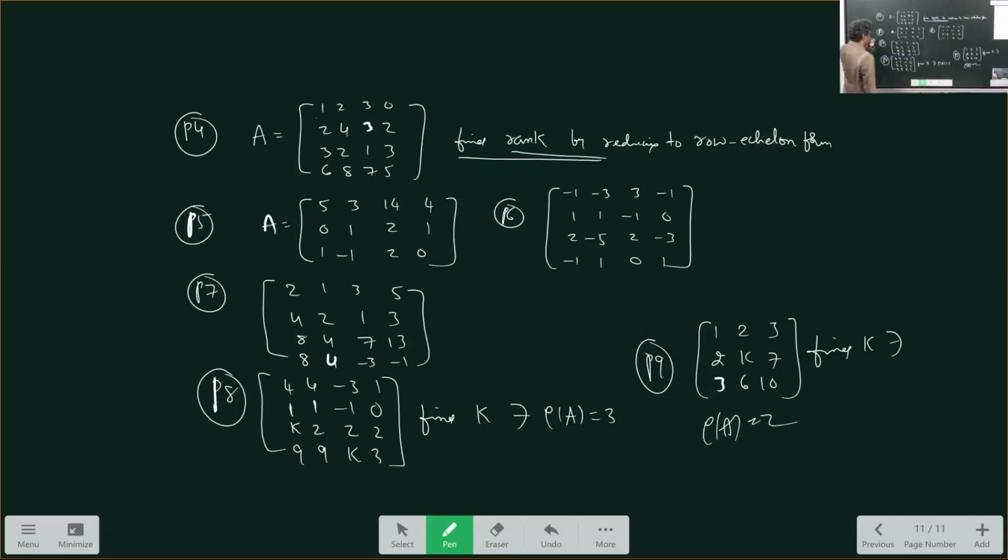Okay? So this is the P9. And don't be afraid that I am going on adding the problems. The only thing is that, as I mentioned, my concentration is on the concept.